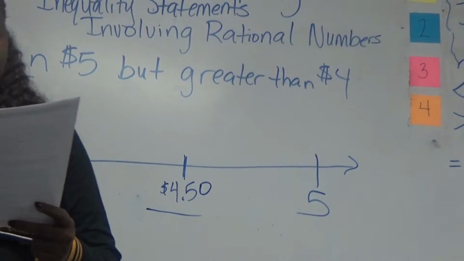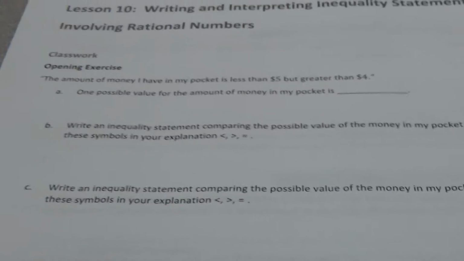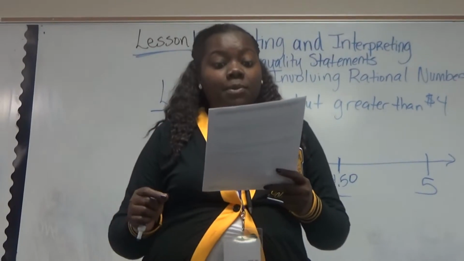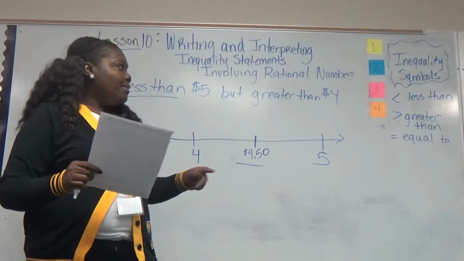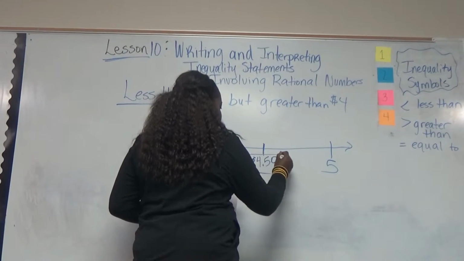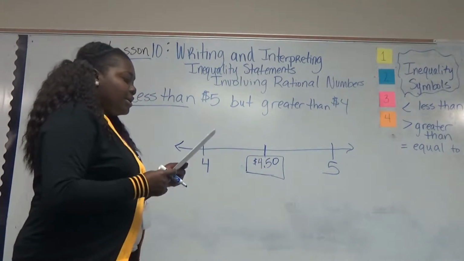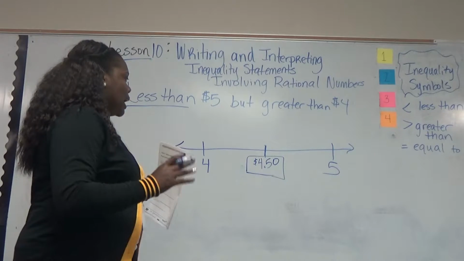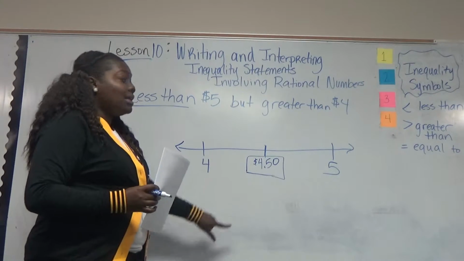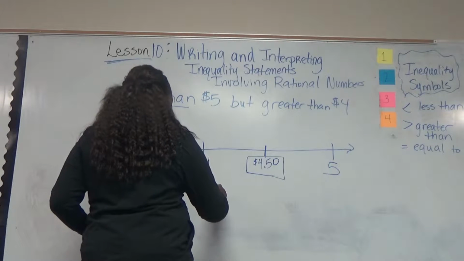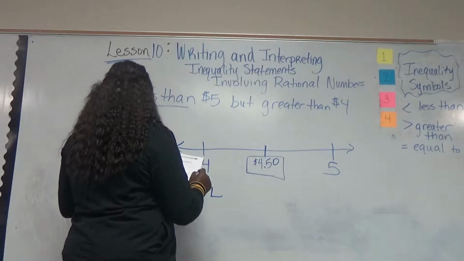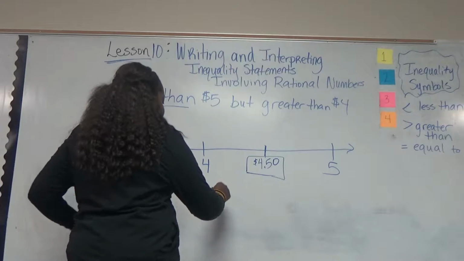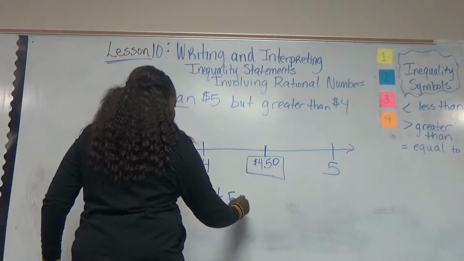Alright, part B. Our A is $4.50. On part B, it says write an inequality statement comparing the possible value of the money in my pocket to $4. So the possible money that we chose in my pocket is $4.50, and we're comparing that to $4. If I had to use an inequality symbol here on part B, I'm going to say the amount of money in my pocket, those words came first, is $4.50.